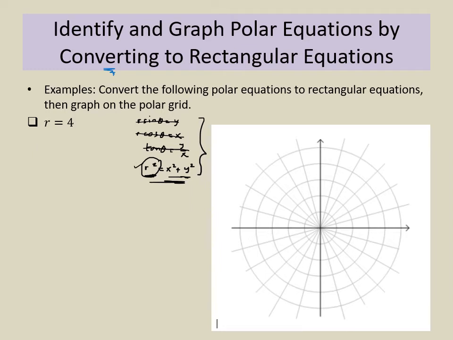Okay, so what else can we do? We want to get this to be r squared. Well, we can actually square both sides of any equation. That's something that we can and we are allowed to do. So we can square the left-hand side, which will give us r squared equals, we can square the right-hand side, and that will give us 16. So that equation is the same thing as r squared equals 16. Now we can convert. We can replace r squared on the left-hand side with x squared plus y squared.